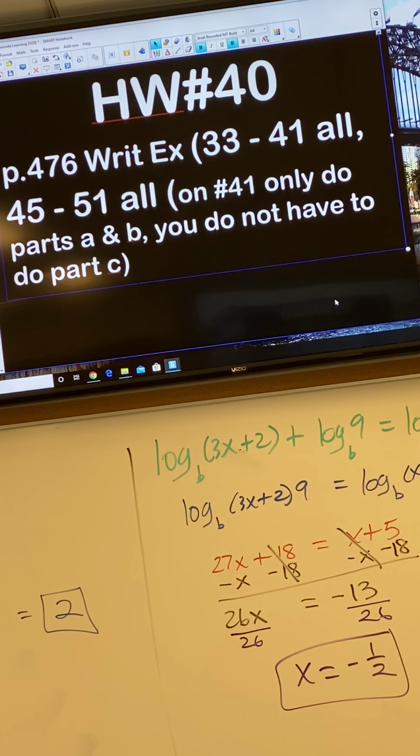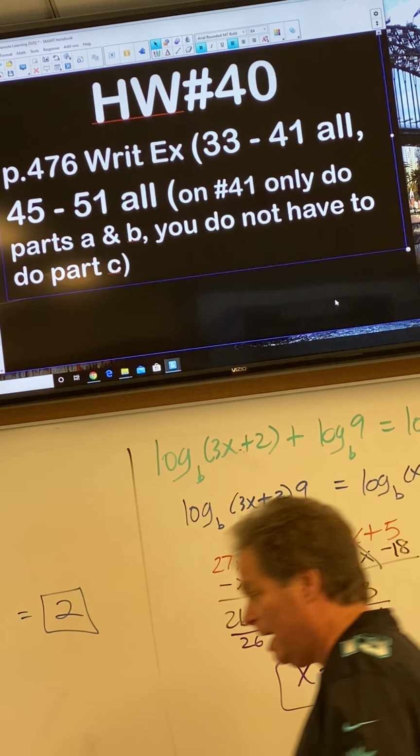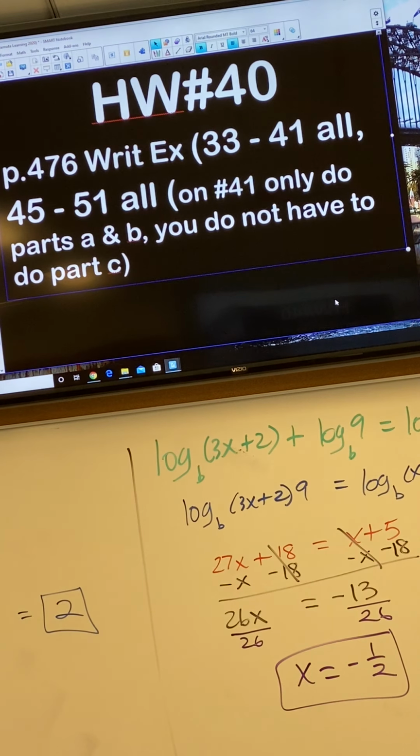And on number 41, you only have to do parts A and B. Part C involves the inverse of the function, and I haven't really shown you how to do that. So don't worry about part C on 41.